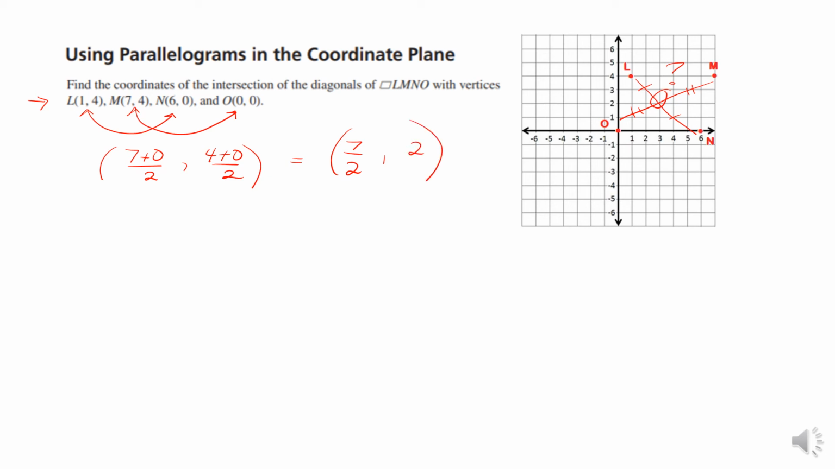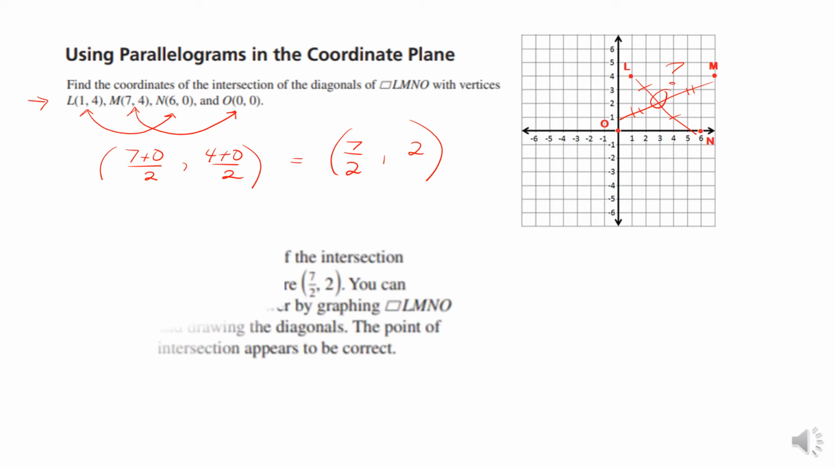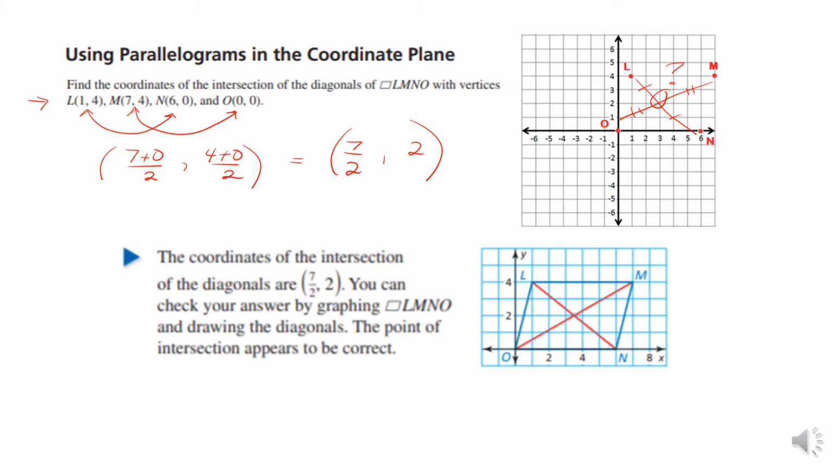Now, this tells me that midpoint, and I can check it by graphing it and looking at that. And so I go to 3.5 and 2, and there's my midpoint. Okay, so checking it is really hard once you get a fraction, so be careful with that. Okay, here's another one on the coordinate plane.